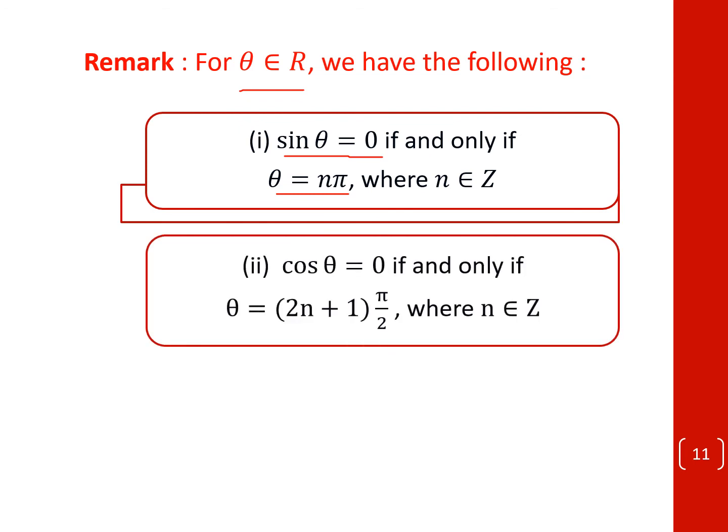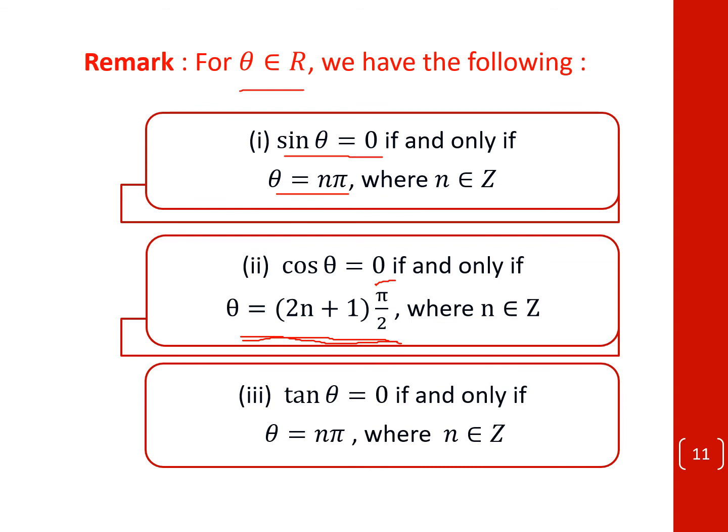Second result, cos theta equals 0 if and only if theta equals (2n plus 1) into pi by 2 where n belongs to Z. Cos theta takes value 0 at plus pi by 2, minus pi by 2, 3 pi by 2, minus 3 pi by 2 and so on. Combining all these cases, we have cos theta equals 0 if and only if theta equals (2n plus 1) into pi by 2.